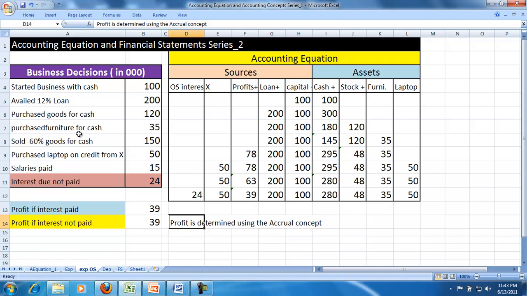But even in this example I have not taken depreciation on the furniture and goods, which we'll pick up in the next session. Thank you very much.